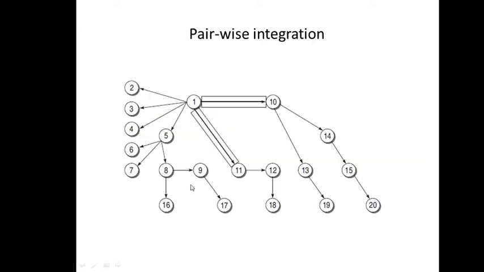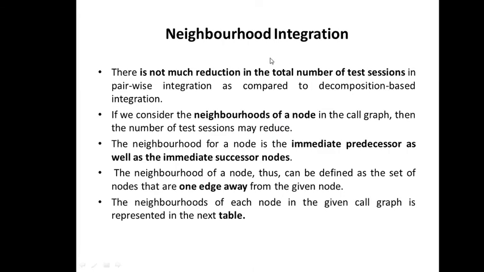So it's a simple method, pairwise. Just make a call graph, identify all the calling and called pairs and count them. Ultimately that is equivalent to the number of test sessions. Coming up to the next one, that is neighborhood integration.